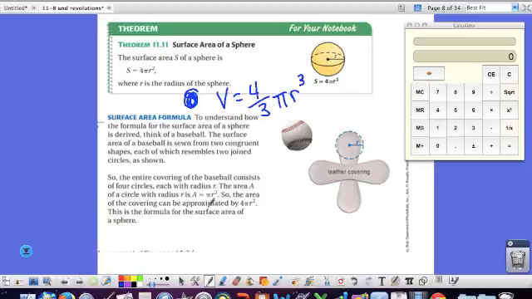And you might also remember that when you were finding the volume of a cone or a pyramid, you multiplied by 1/3. So you can start to see some correlations between the different formulas that will help you remember them.